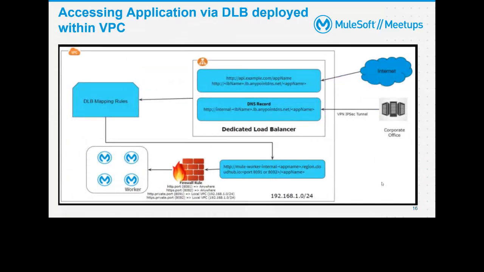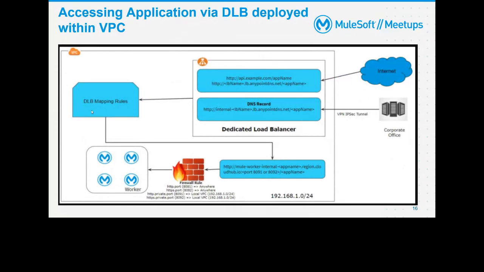Okay, we will discuss this slide later. Let me discuss now only. Generally I have deployed my application on port 8091 and 8092, and I want to access those applications over the internet. So you have a concept called a dedicated load balancer. The internet will send the request to the dedicated load balancer.